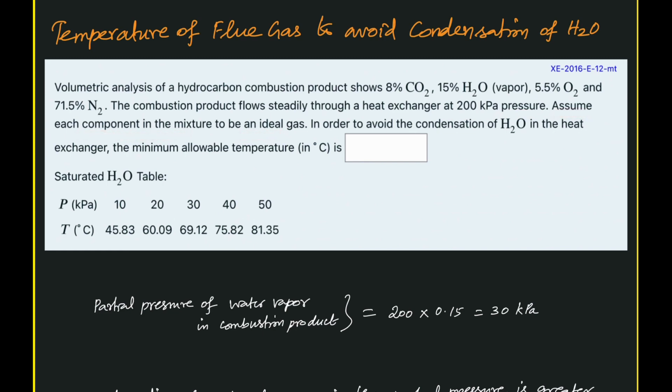In order to avoid the condensation of water in the heat exchanger, we need the minimum allowable temperature. We have the saturated water table, where vapor pressure in kilopascal and temperature in degrees Celsius are available for 10 kilopascal, 20 kilopascal, 30 kilopascal, 40 and 50 kilopascal. The corresponding temperatures are available. These are nothing but the saturation pressures and temperatures. Okay, we need to find the minimum allowable temperature.